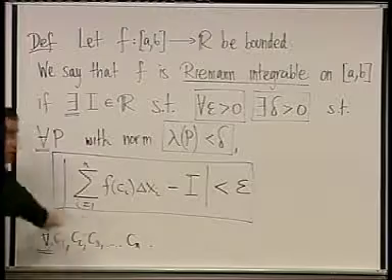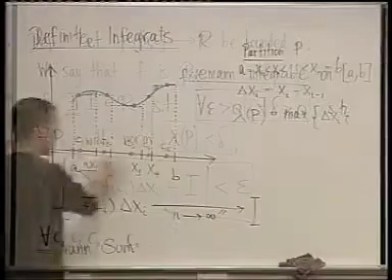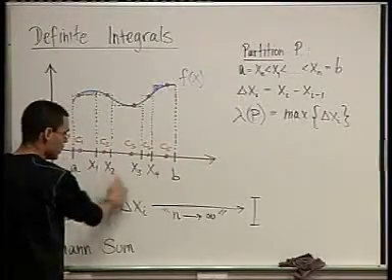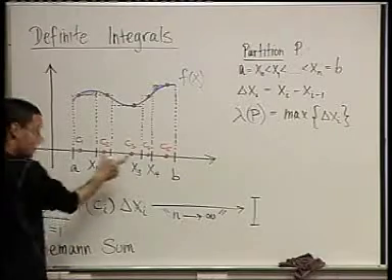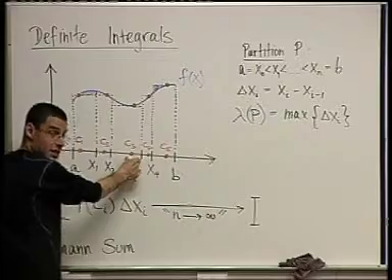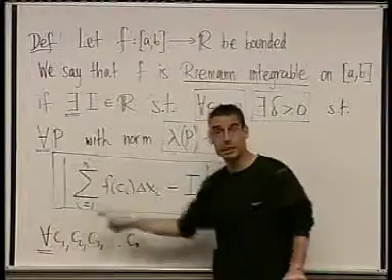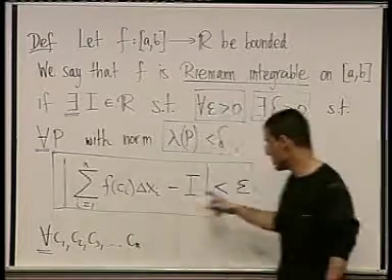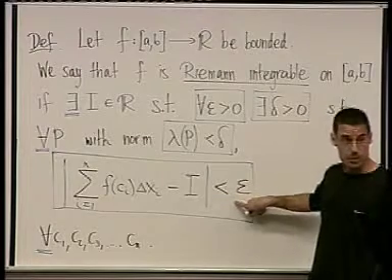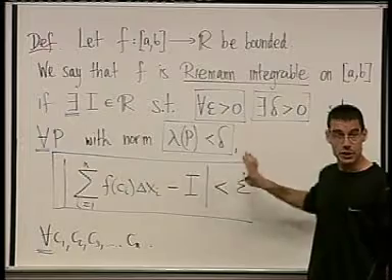no matter what orange points you choose for every ci, look here, these are the orange points. Choose whatever orange points you want. Choose whatever partition you want, whatever xi's you want. As long as the widest rectangle is less than delta, the Riemann sum corresponding to that partition and those ci's, its distance from the actual area is less than epsilon. Okay? That's the definition of the integral.